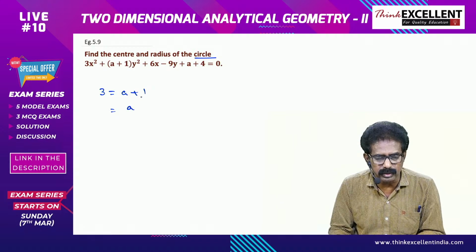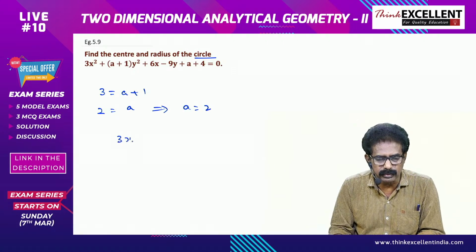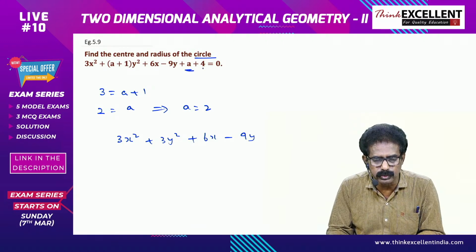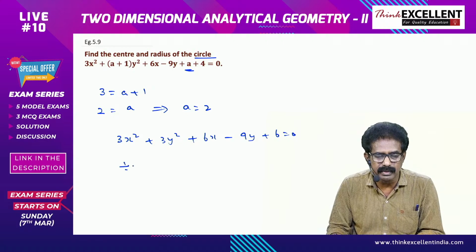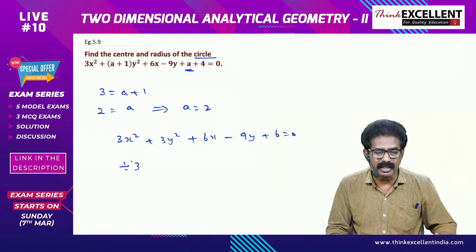So a equal to the plus 1 left side on the minus 1, 3 minus 1, 2. You are getting a equal to 2. Substitute that. So 3x square, a value 2, so 2 plus 1 is 3; 3y square plus 6x minus 9y, a value 2, so 4 plus 2 it is 6 equals 0. Now you know how to do dividing by 3, then you can find center and radius.